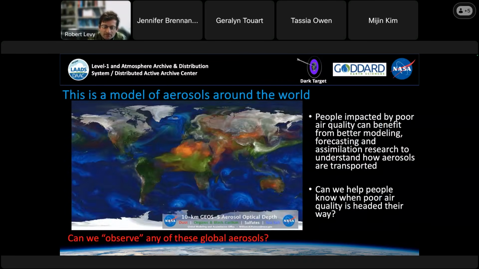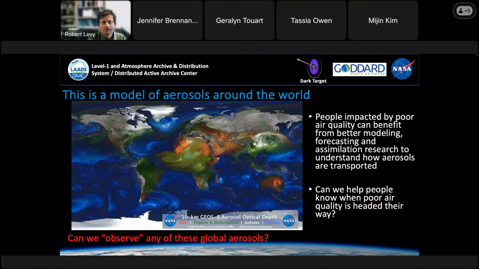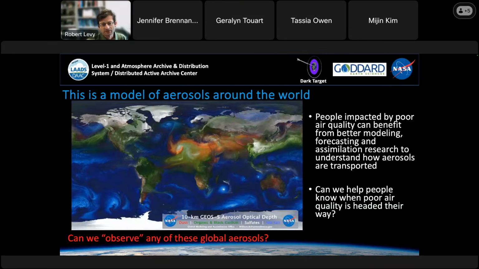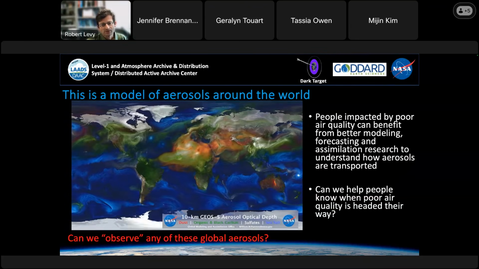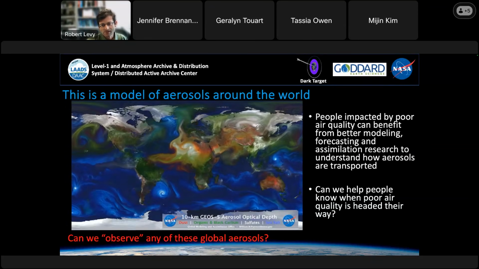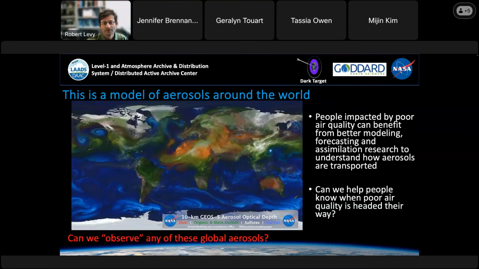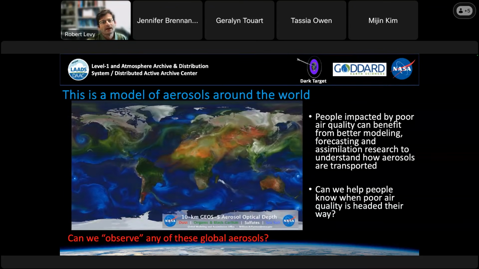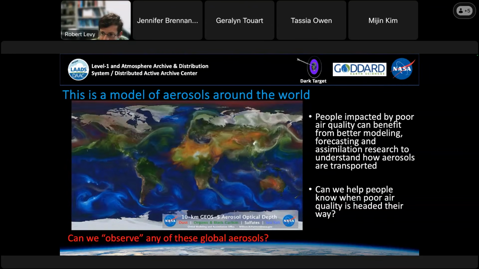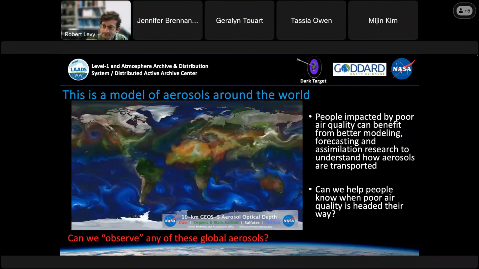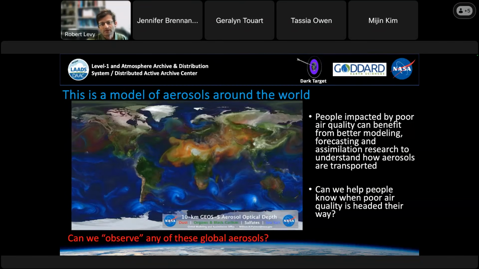This is from Goddard's in-house model called GEOS-5. What we see here is an animation of different types of particles floating around the Earth. We have dust in the orange, organics in the greens, sulfates in the whites, and sea salts in the blues. You can see how rapidly they can move, and they follow the weather fairly well. They also have major sources. And as I mentioned, they impact air quality, so if we have better modeling, forecasting, and assimilation, then that can help.